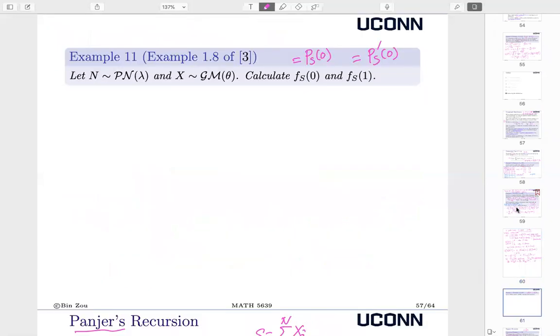So now let's do an example. In this example, we will apply theorem 5, the formula of the probability generating function. So now I have a Poisson distribution as the primary, geometric as the secondary. I want to know the probability that S equals 0 and the probability that S equals 1. So let me try two different methods.